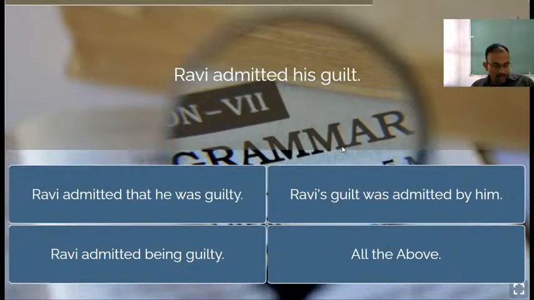Ravi's guilt was admitted by him. Is it a simple sentence, complex sentence, or compound sentence? Tell me quickly. Ravi's guilt was admitted by him. Is it the example of a simple, complex, or a compound sentence?